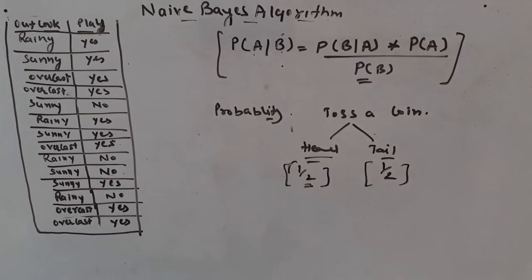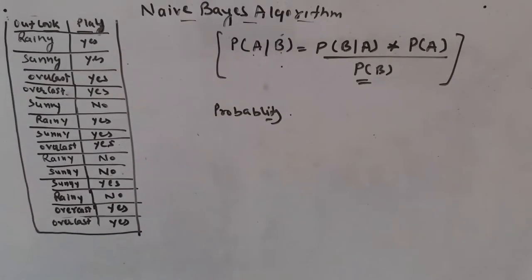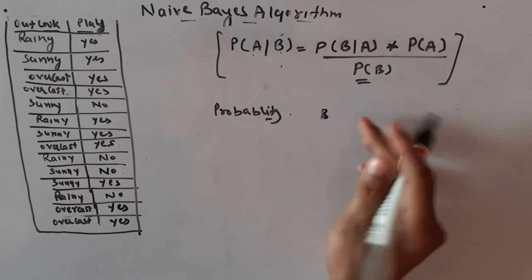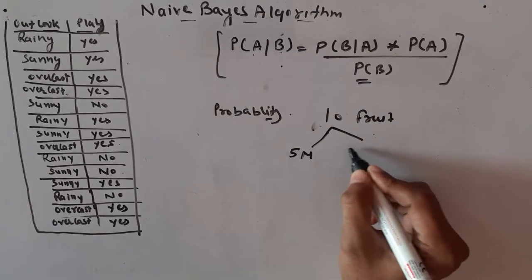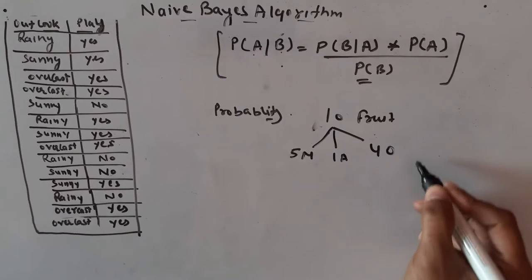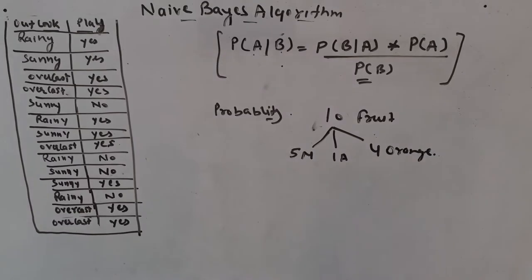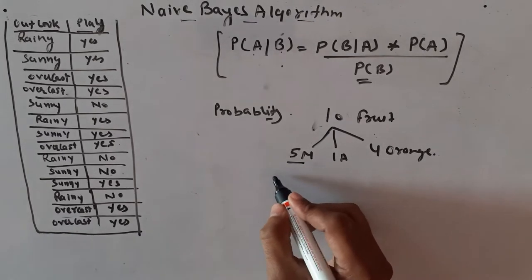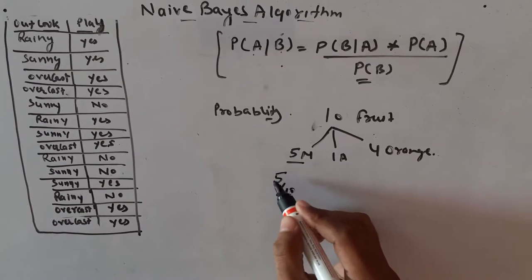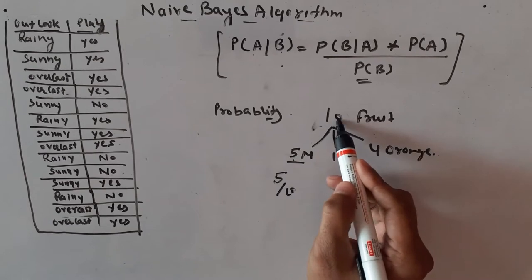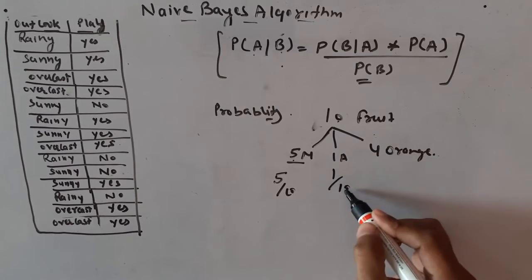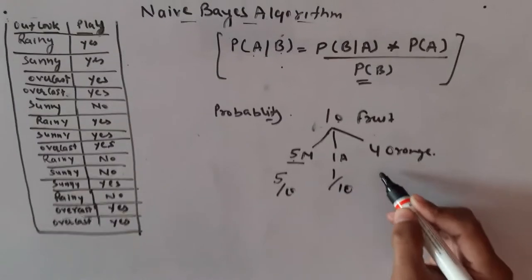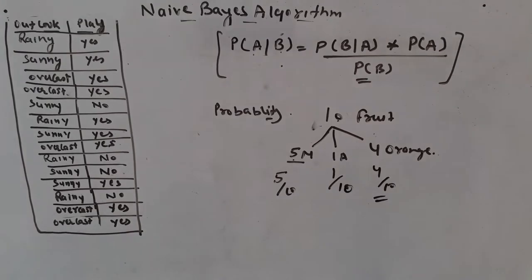Another example: assume we are given a basket of fruit containing 10 fruits, which are 5 mangoes, 1 apple and 4 oranges. If somebody is blindfolded and asked to pick a fruit from that basket, the probability of picking a mango would be 5 out of 10, because there are 5 mangoes and a total of 10 fruits. Similarly, the probability of picking an apple is 1 by 10, and the probability of picking an orange is 4 by 10. This is how the probability concept works.